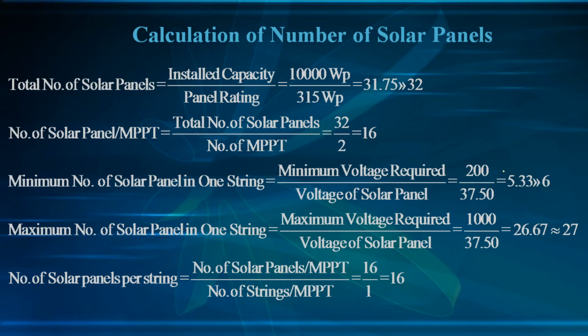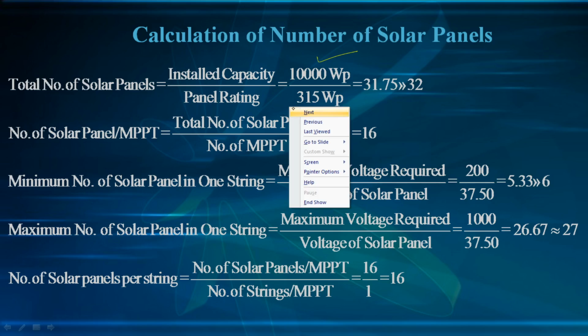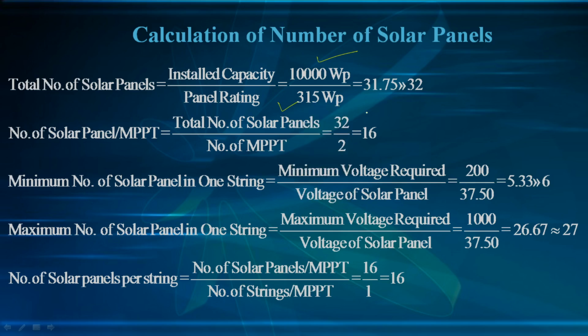So basically, when we proceed to draw the diagram, we need to focus on some formulas, such as how to calculate the number of solar panels. The total number of solar panels required can be calculated by this formula: installed capacity divided by panel rating. The installed capacity is 10 kilowatt, and the panel we selected is 315 watt peak. By this calculation, we find that we require a total of 32 solar panels. We take these panels and proceed for further calculation.